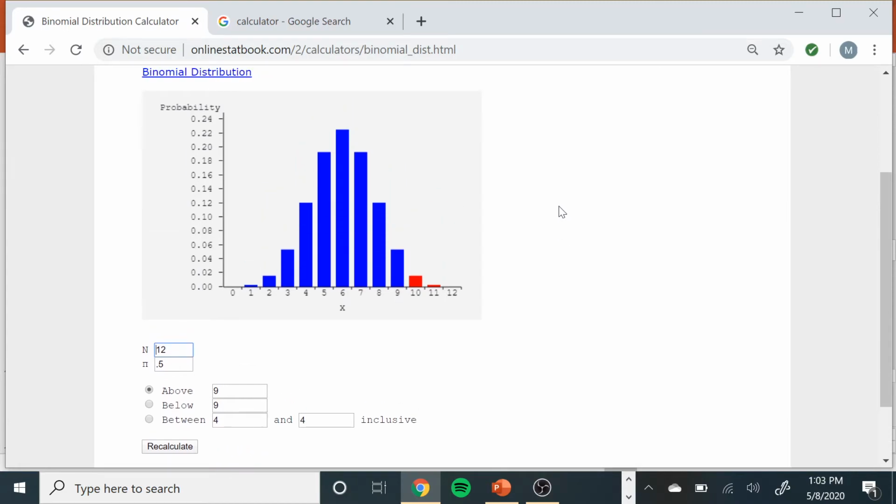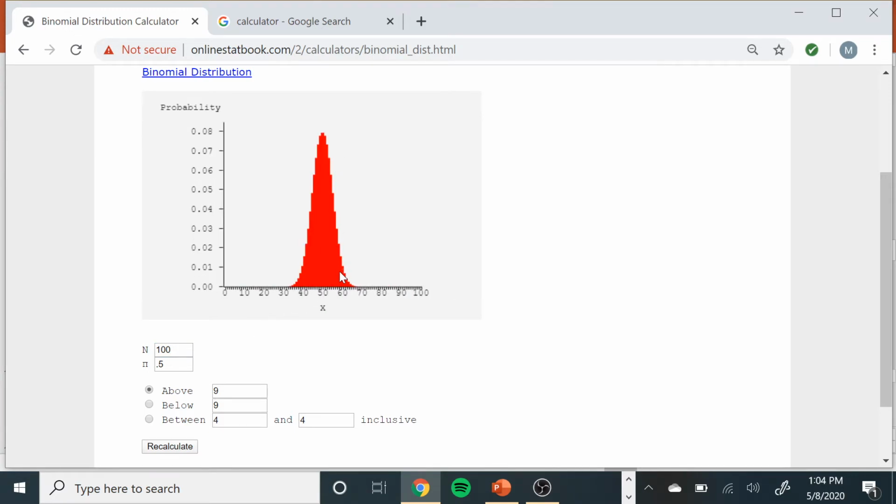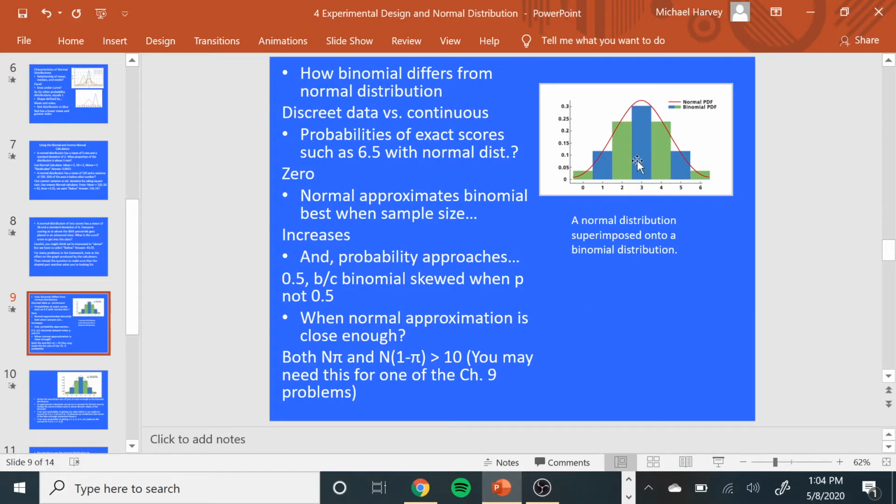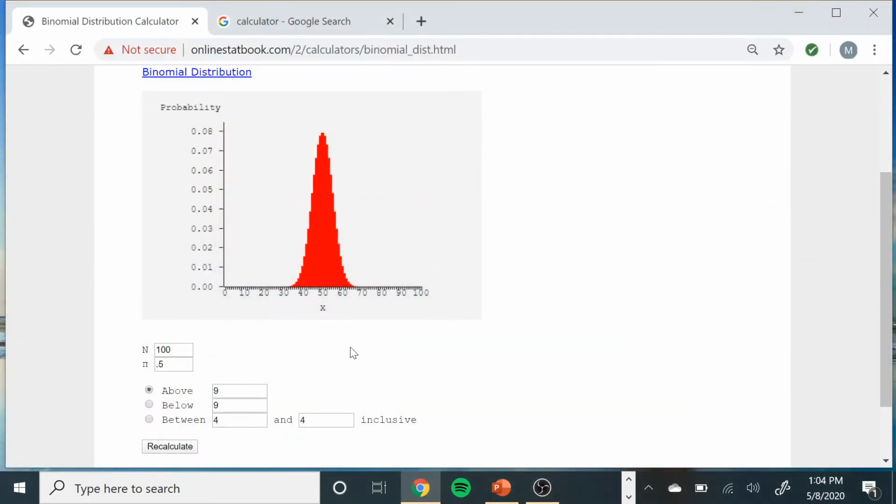All right. So first of all, the effect of sample size. On this, you can see this is pretty close to a normal distribution with a small sample size and a pi, or probability, of 0.5. Let's change this to 100 and see what happens. Wow, that's even closer, isn't it? If you looked at that graph, notice how it's cutting off the distribution somewhat. So I think it's safe to say that with larger sample sizes, the approximation of a normal distribution to a binomial distribution is closer.